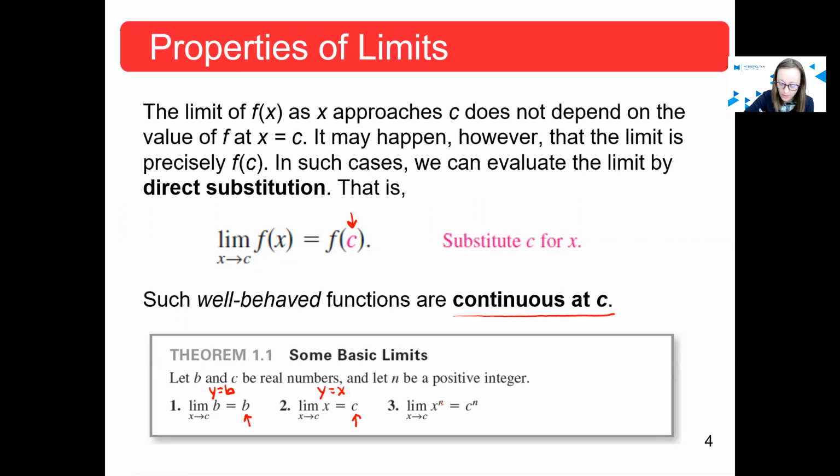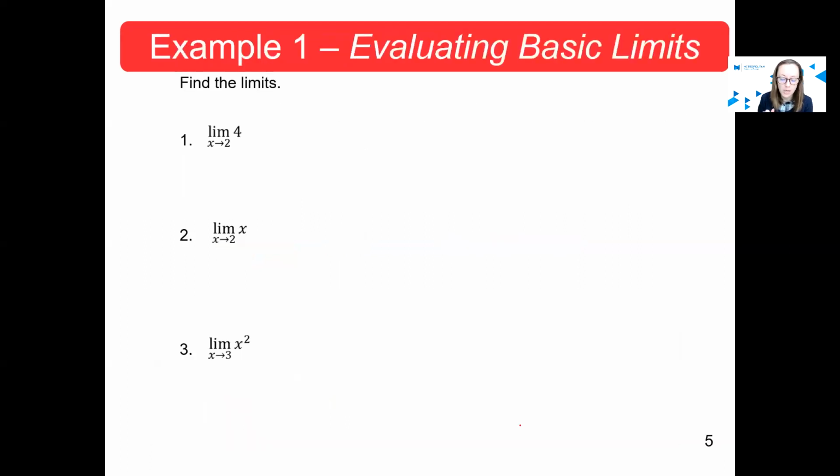And then same if we have a polynomial. So one example might be if I had y equals x squared, then direct substitution is possible for that limit as well. n can be any constant positive value. So here we want to look at finding some limits.